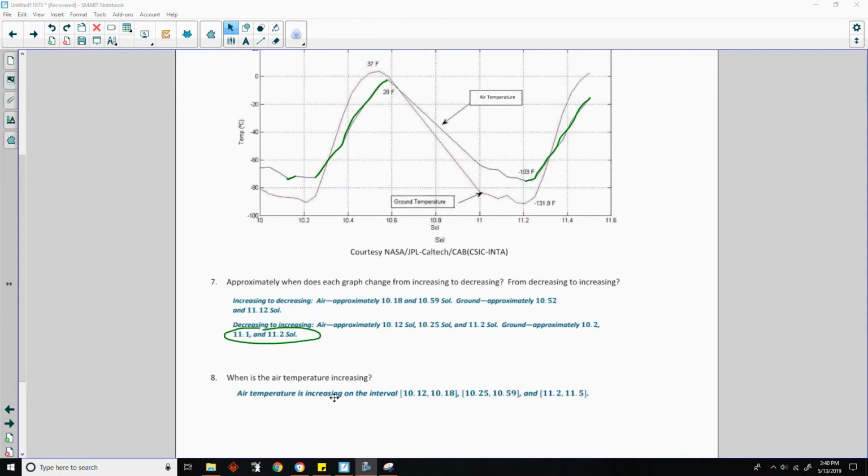Okay, so here are the intervals. 10.12, which is right here, to 10.18. And then 10.25 is right here to 10.59, which is almost 10.6 right here. And then 11.2, which is right here, to 11.5.